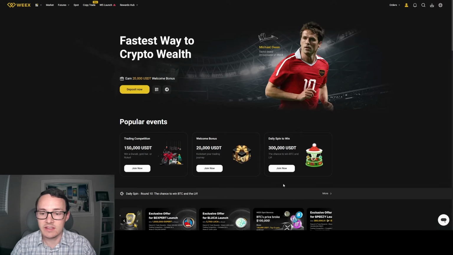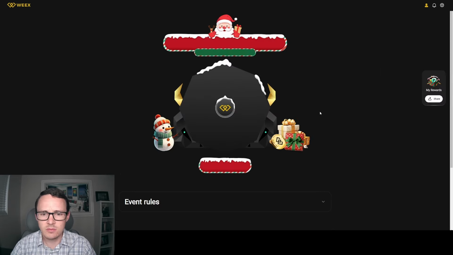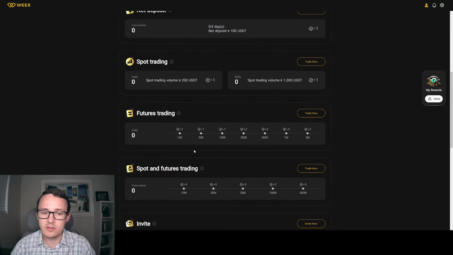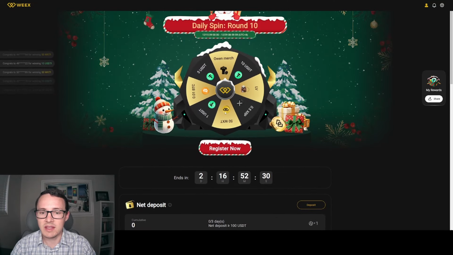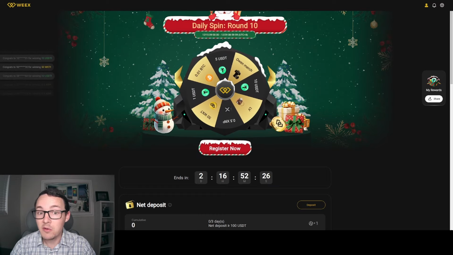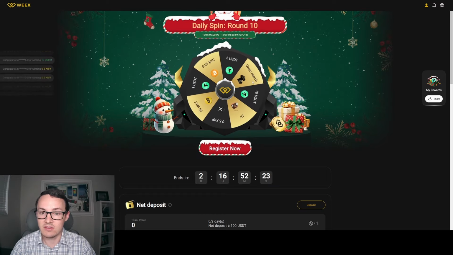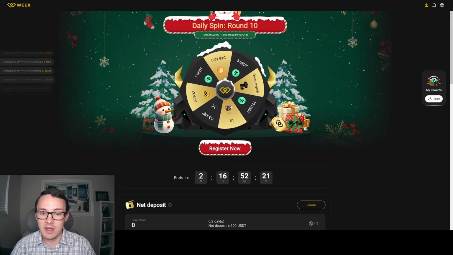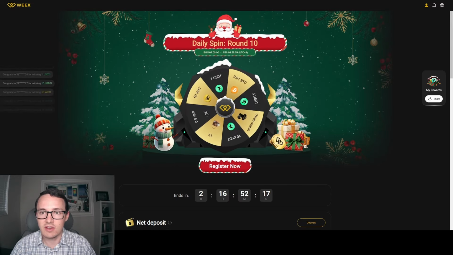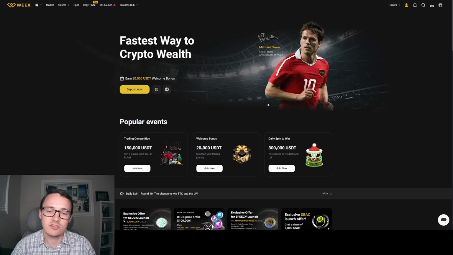They also do the daily spin to win, which are super attainable. As long as you essentially deposit, do some spot trading volume or futures trading volume, then you get spins, and the spins you can see are anywhere from 1 USDT, 0.01 Bitcoin, 5 USDT, 10 USDT, Owen merch, Louis Vuitton bag, and a whole bunch of really cool stuff there. So lots of different options for you to essentially be earning as you trade.